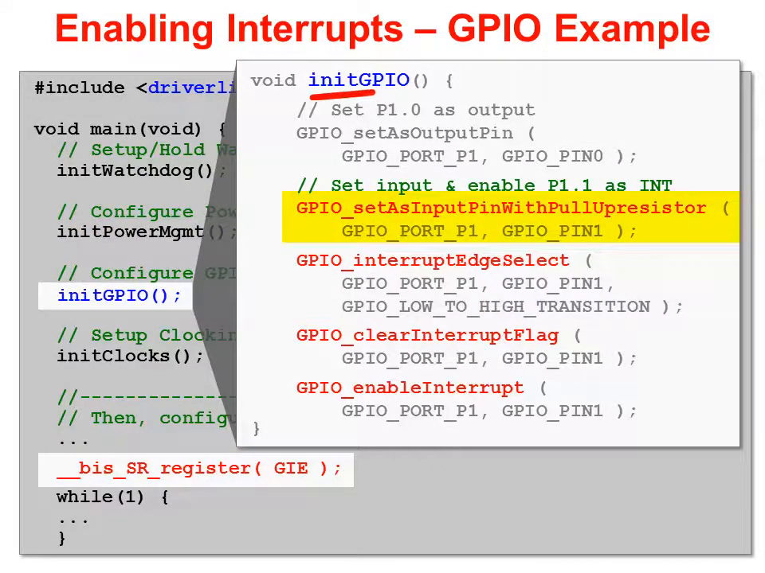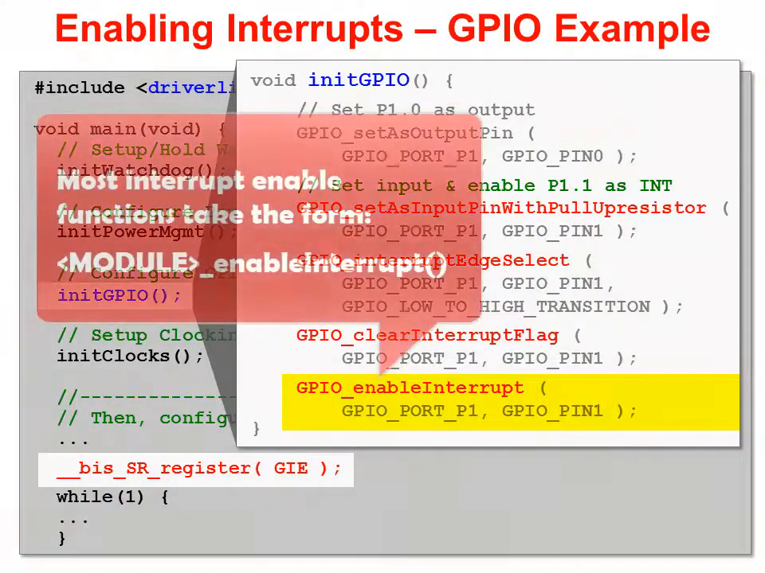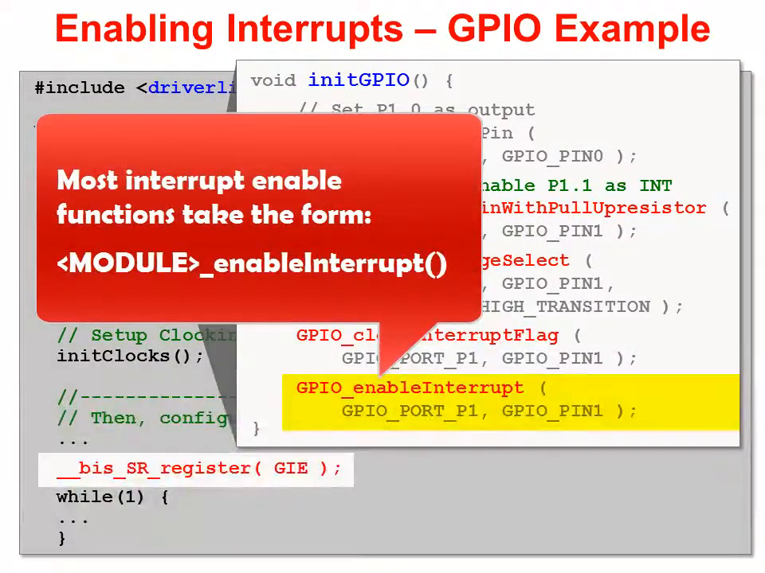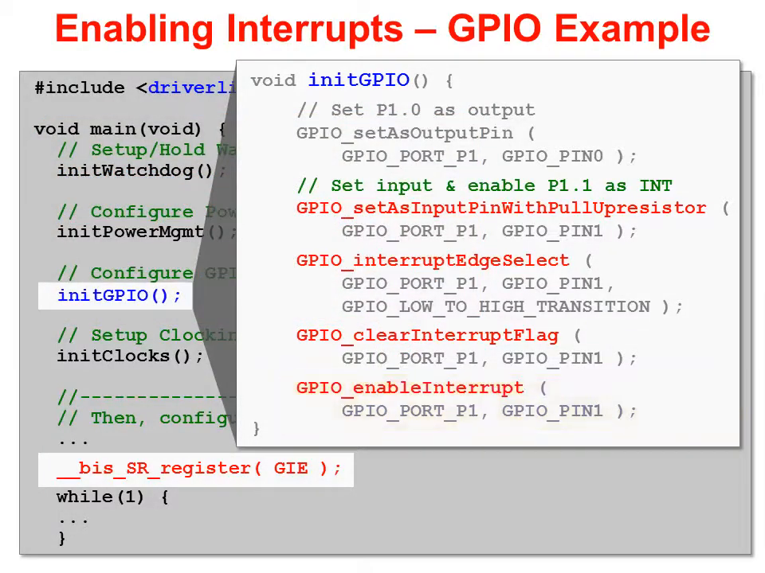We decided to create the function init GPIO to hold all of our GPIO setup code. As you can see here, we called it from main. The key driverlib function, which enables the external interrupt, is GPIO_enable_interrupt. In fact, you'll find that most of the MSP430 driverlib interrupt enable functions take a similar form, where you have the module name with enable interrupt. Within our init GPIO function, before we actually enable the interrupt, we have 3 other related functions that we've called.